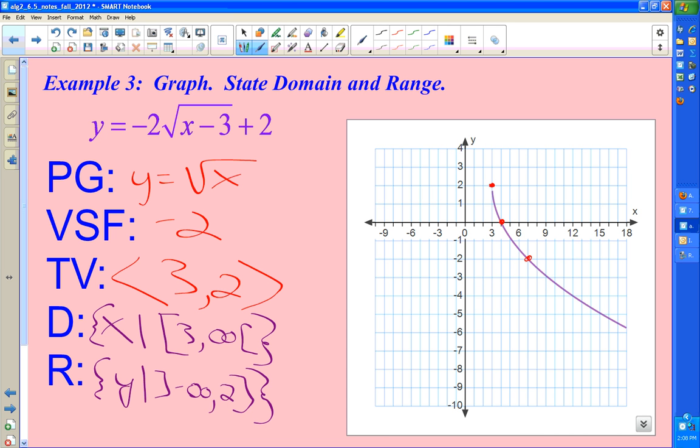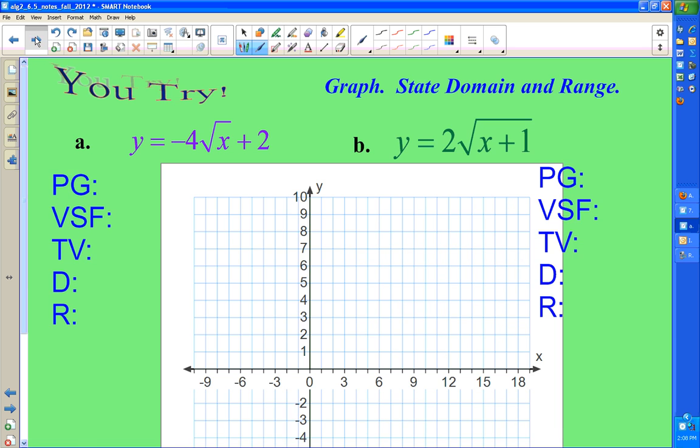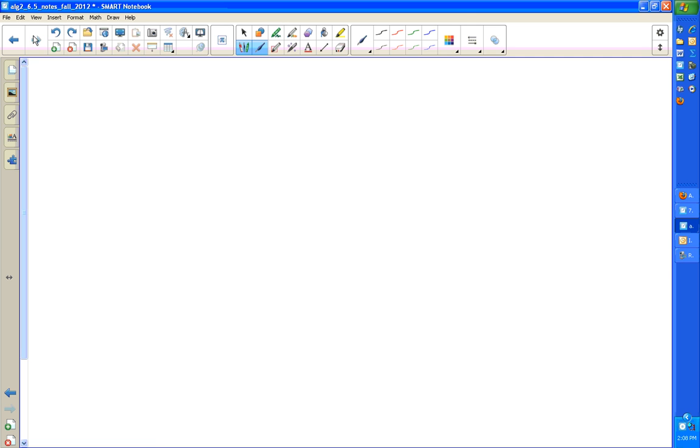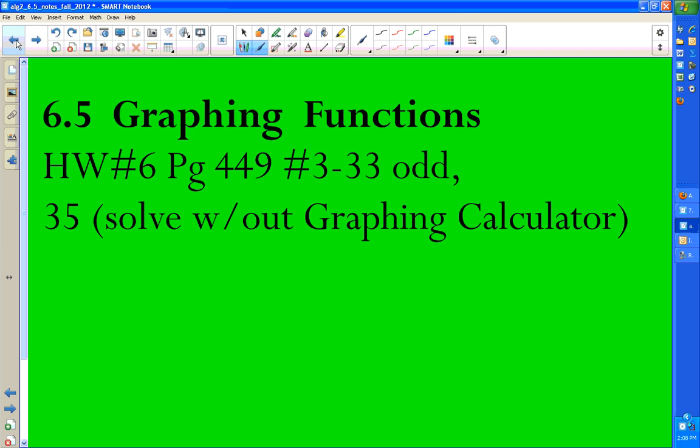Okay? The domain and range takes practice. We want to make sure we practice these. Okay? This is your assignment. If you don't have a calendar printed, copy it, clear your desk, and go back to your seat.